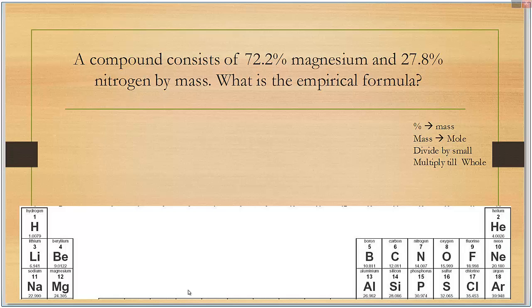There's a little rhyme that you can use to remember how to get the empirical formula from the percent composition, and it's right here on the right hand side. Percent to mass, mass to mole, divide by small, multiply to a whole. What that means is you have a percentage sign here, and you're going to change that percentage sign to grams, percent to mass. That's all there is to it. So instead of 72.2% magnesium, it's 72.2 grams of magnesium.